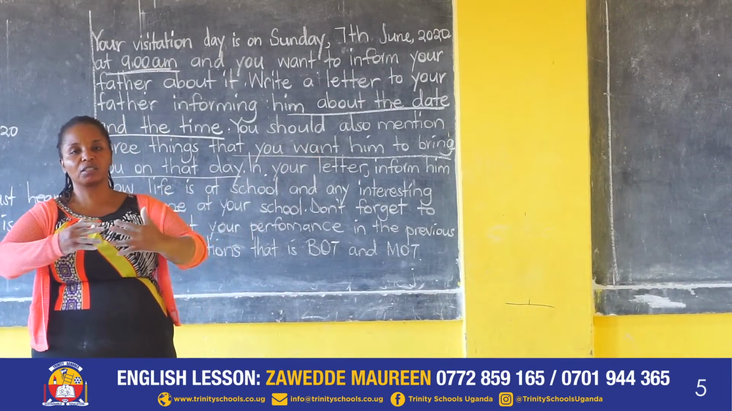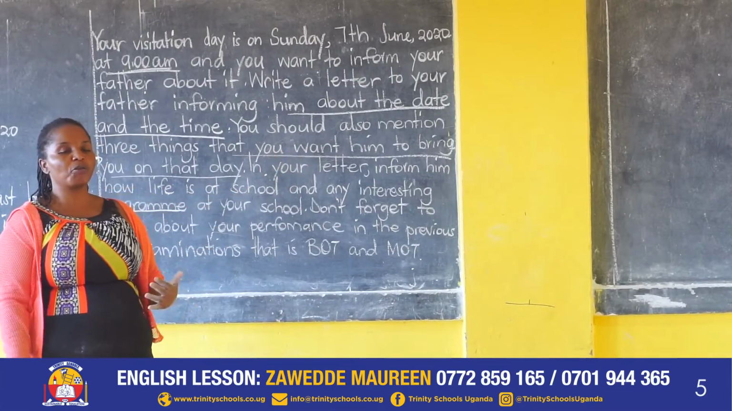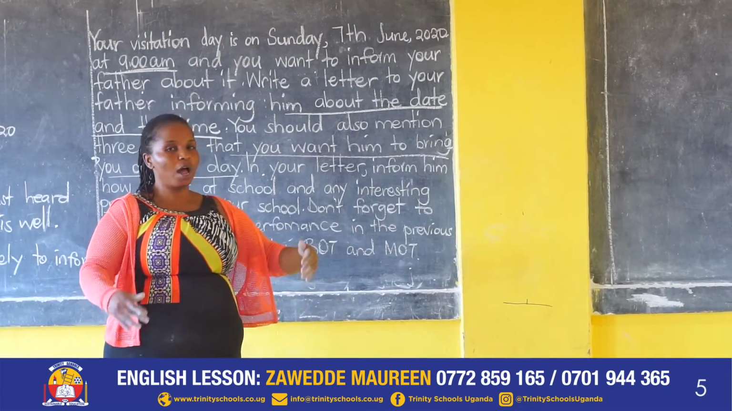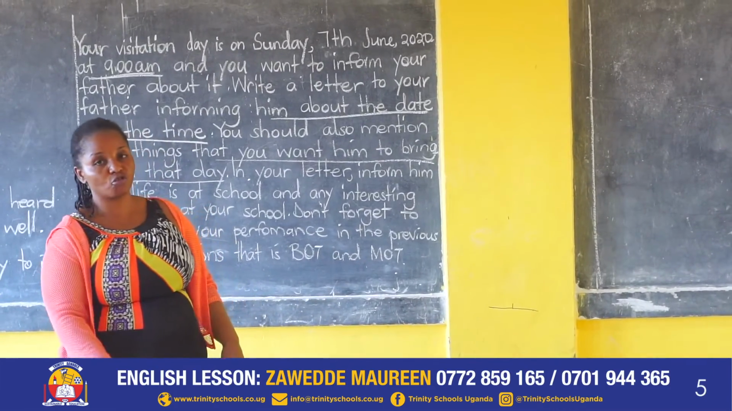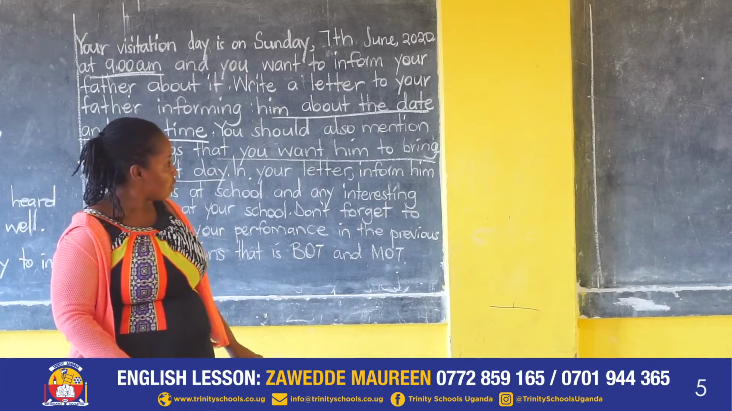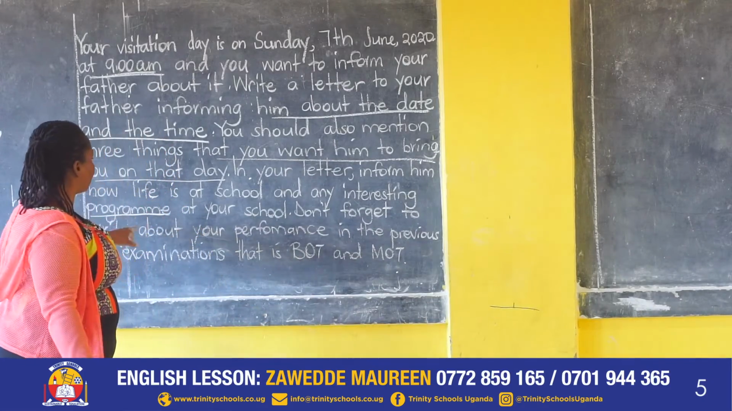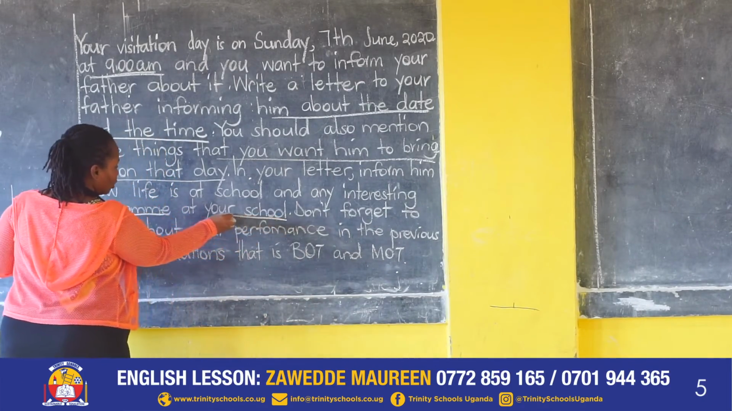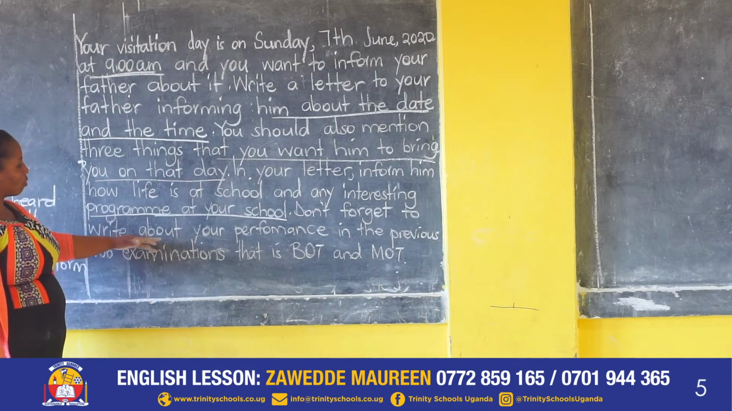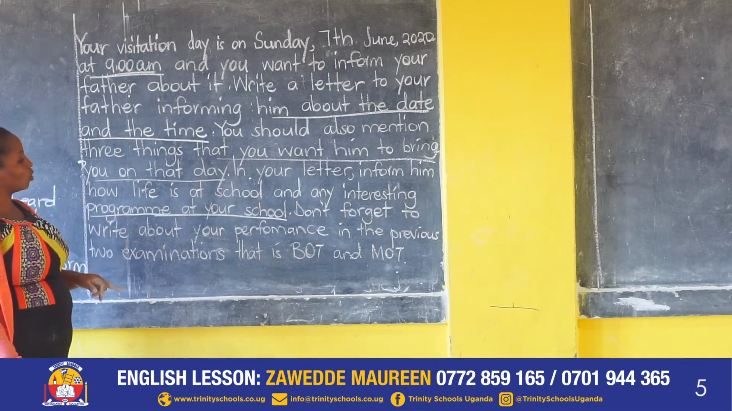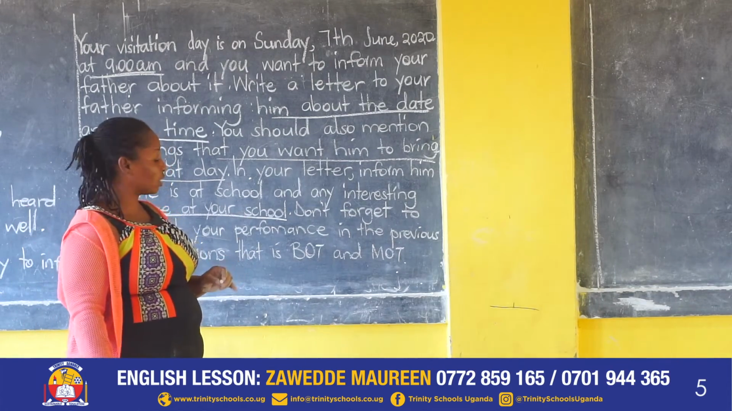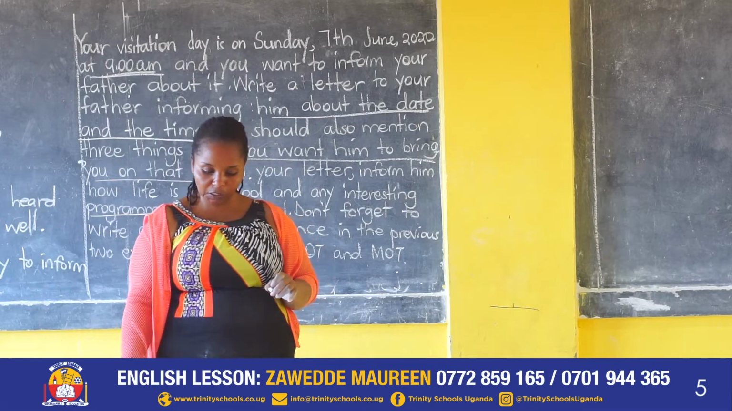Elaborate your points such that the reader gets interested. Don't just say, there are clubs at school, I am happy, and stop there. Not really. Elaborate such that your letter is interesting. Then, I've captured that program in my fourth paragraph. Then the fifth paragraph, don't forget to write about your performance in the previous two exams. That is BOT and MOT, that is middle term.